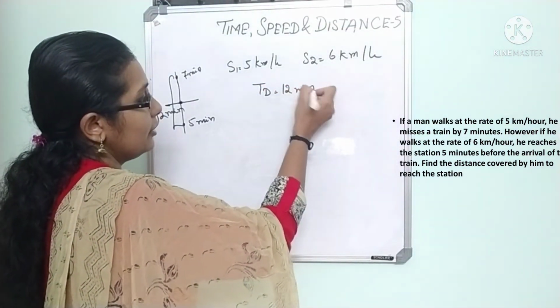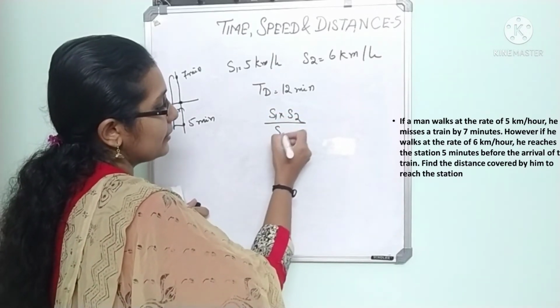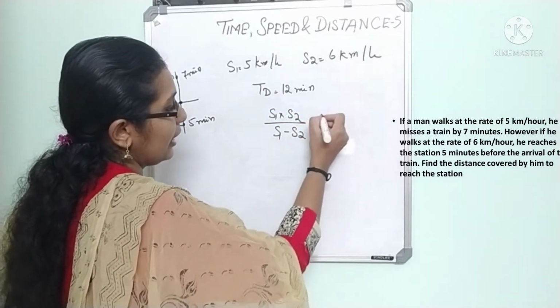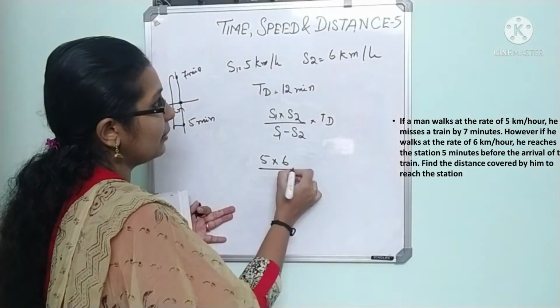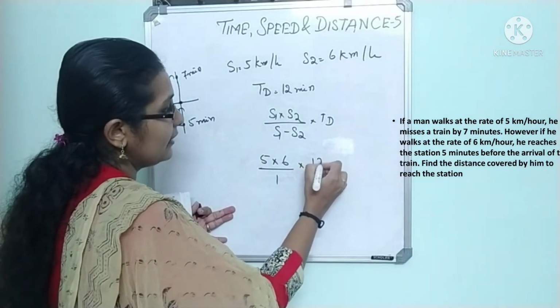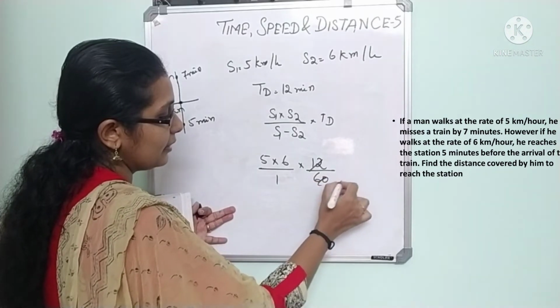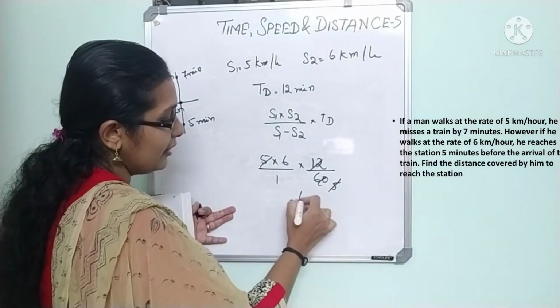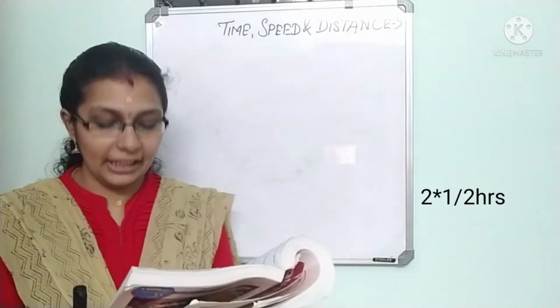So how will you proceed using the shortcut? S1 into S2 divided by S1 minus S2 into time difference. So S1 here is 5 into 6 divided by 6 minus 5 is 1 into time difference is 12 minutes. So you'll have to convert it into hours. 12 5s are 60, 5 and 5 get cancelled, which is equal to 6 km. Clear? See the next question.